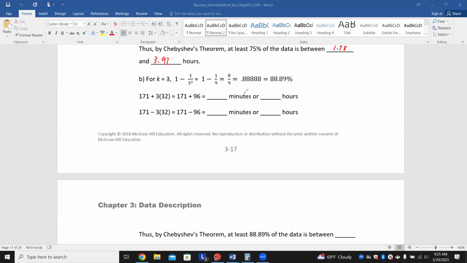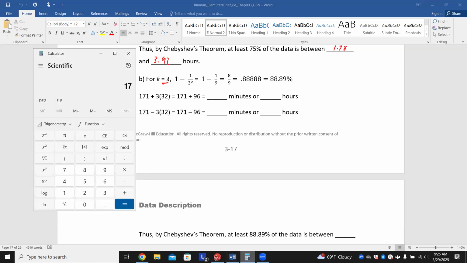So what we're going to calculate is where 89% of Americans fall within a range. Now we're getting those outliers out there, maybe people who don't know how to use the internet, or maybe that's all they do. Notice the equation now just changes to 3 times the standard deviation, because now I want to know 3 standard deviations away. When we calculate this, I get 171 plus 96, which gives me 267 minutes.